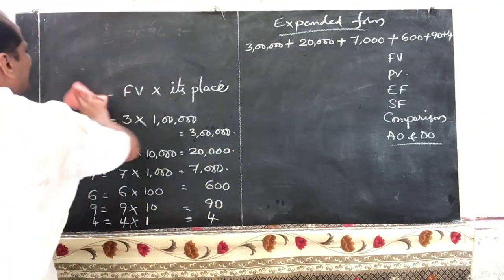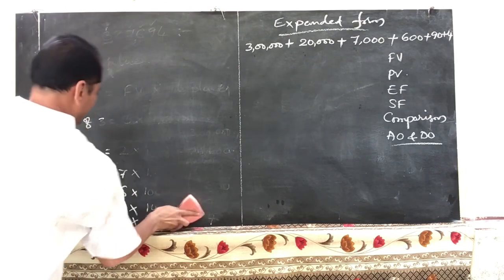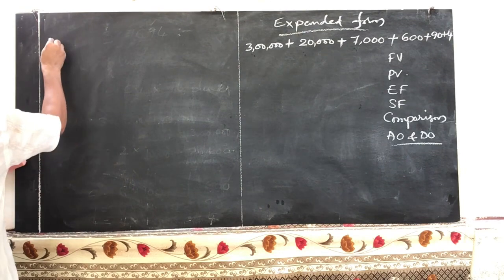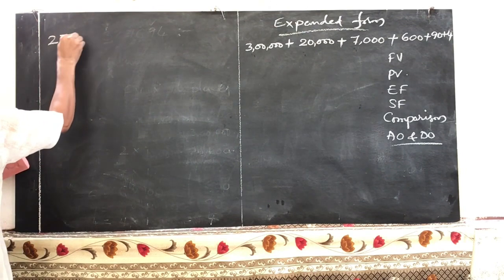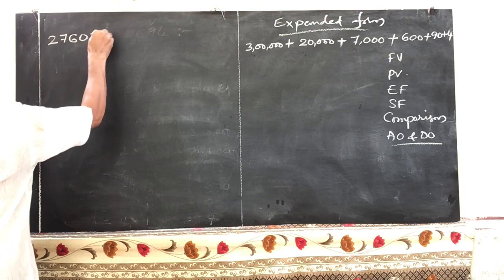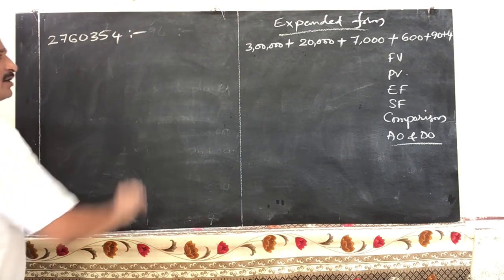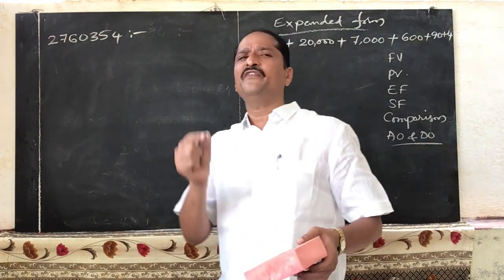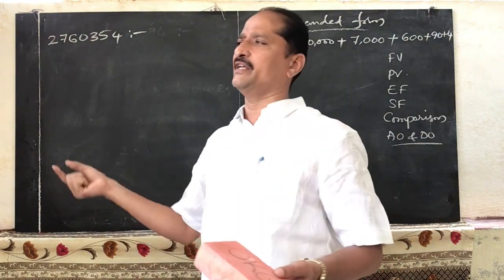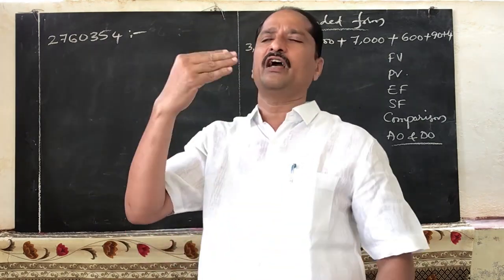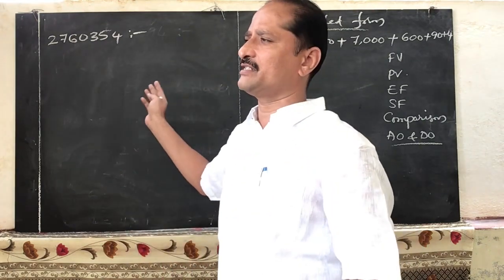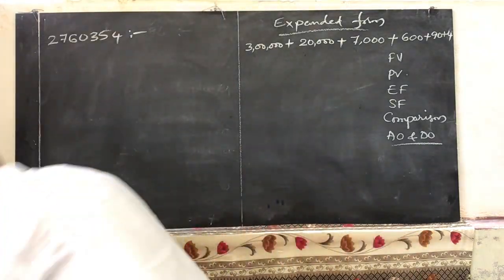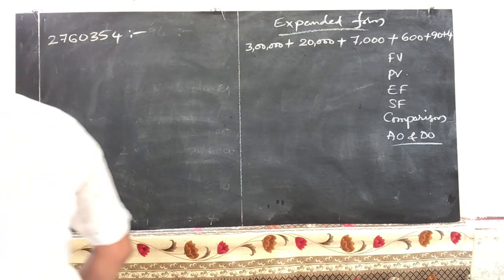Now let us take another number and write down its expanded form. Take the number 2760354, for example. Whatever it may be, you can take it in the Indian system or the international system. If it is specifically asked in the Indian system, you have to write in Indian. If it is asked in the international system, you should write in the international system. Otherwise, you can write the expanded form in any system.